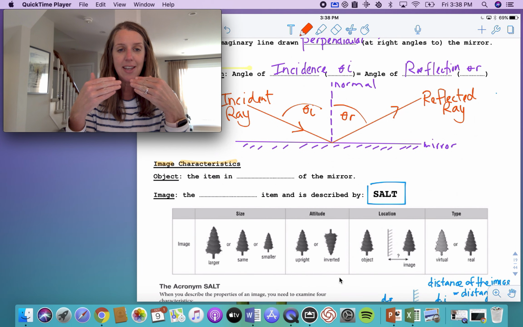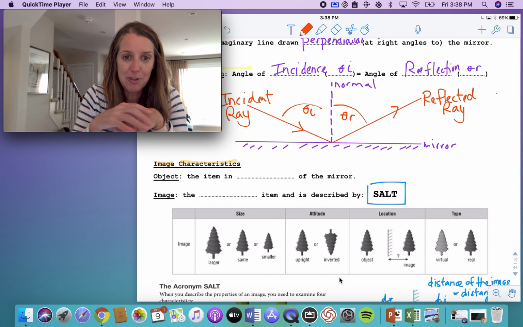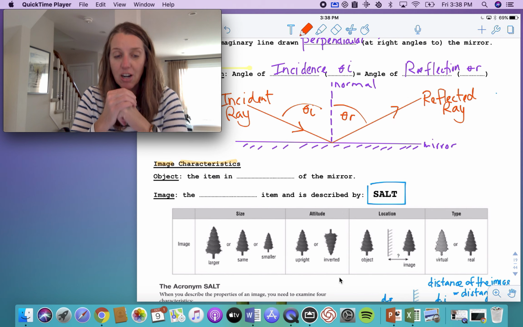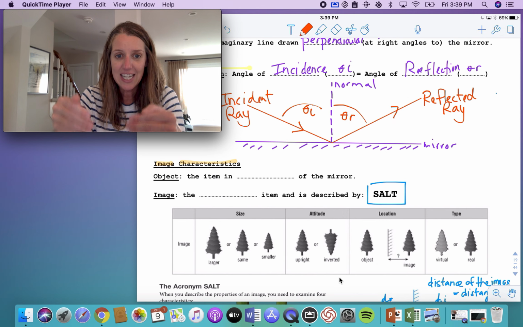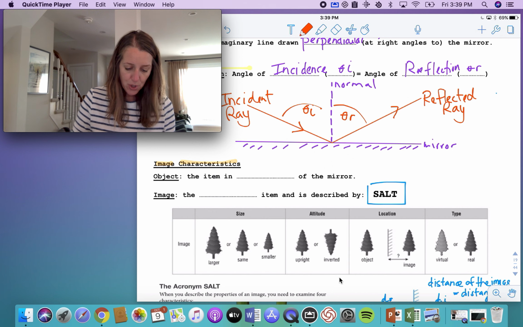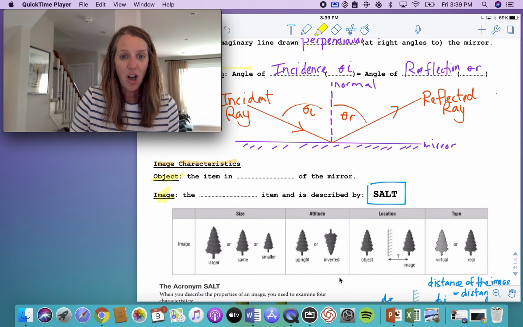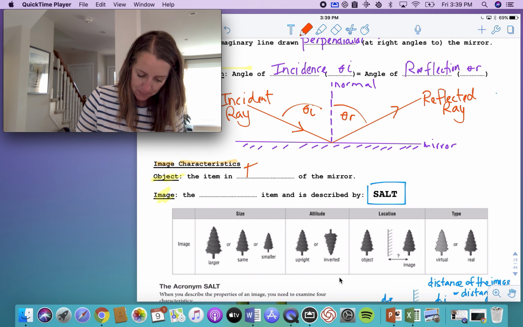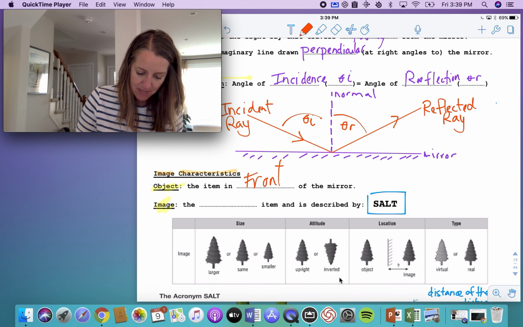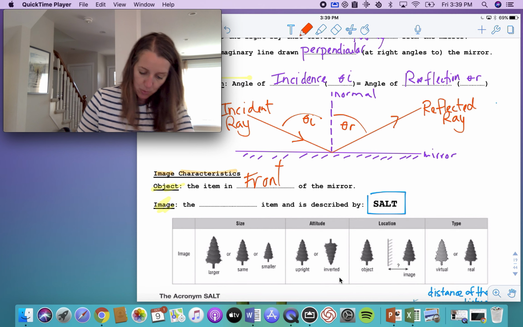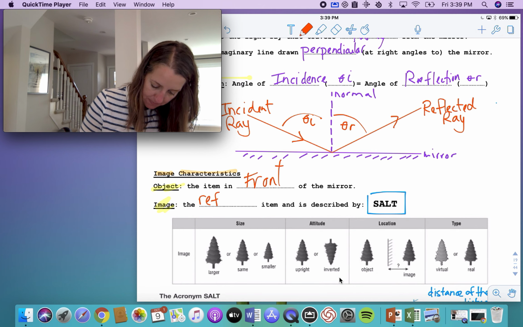Now, once I have that established, I've reviewed the law of reflection. I want to look at what the characteristics are of an image that I look at in the mirror. We use two terms. We've been using them for the last hour or so. An object is simply the item in front of the mirror, and the image is the reflected item.